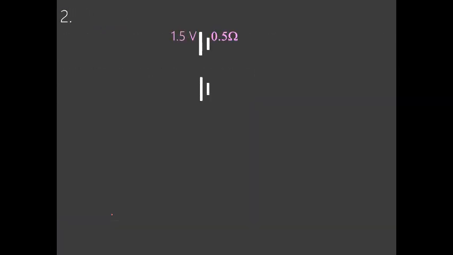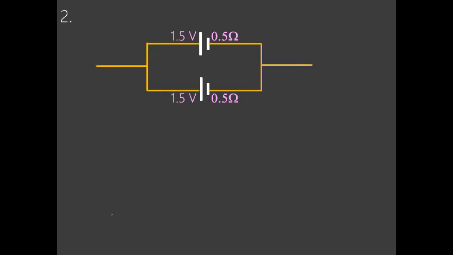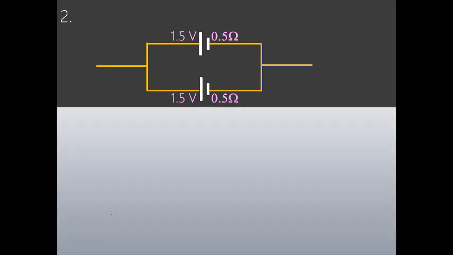Number 2, if you have two cells in parallel, they both have EMF 1.5 and internal resistance 0.5, and they are connected in parallel. So what do you do here?